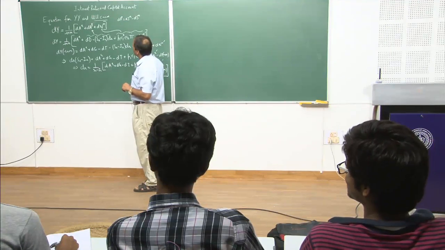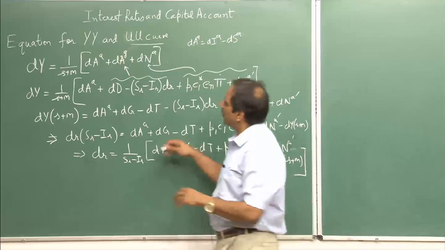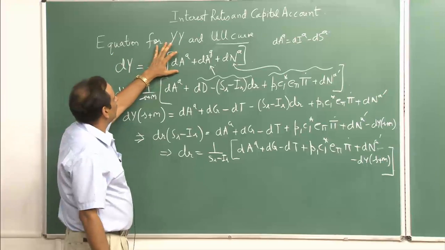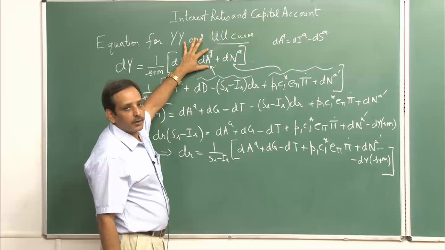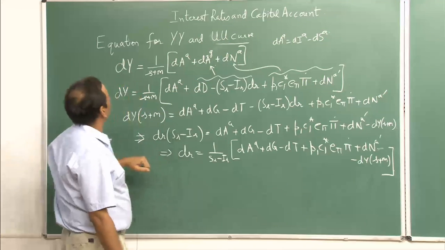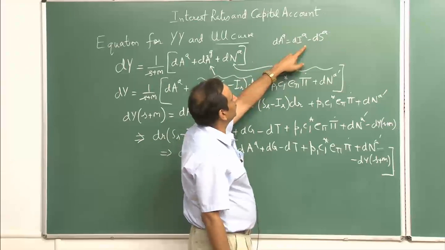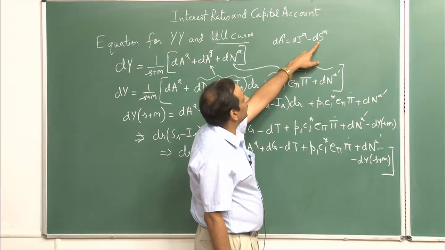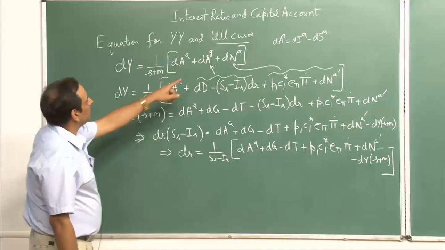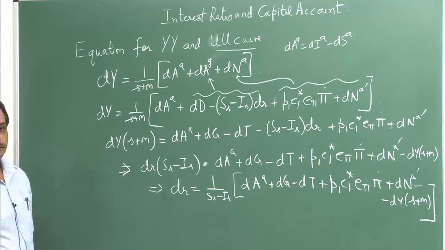So, the equation for the YY curve shows you, if you work on this particular equation, where the changes in income is a function of the private expenditures, the policy induced expenditures, and the autonomous changes in the net exports. DAA is DIA minus DSA, autonomous change in investments and autonomous change in savings. D means the changes, so DIA minus DSA is DAA. DAG comprises of variables which depict monetary and fiscal policy.